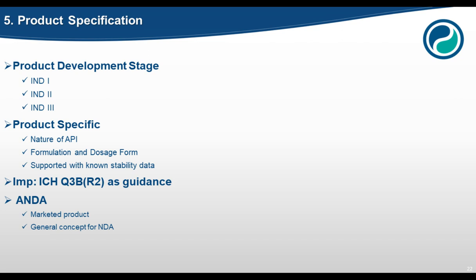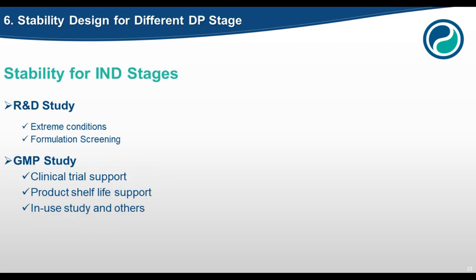As discussed, if a known impurity is carefully studied and evaluated for its toxicological nature, its limits can be set up according to the supportive findings. For ANDA product, we simply follow the market product specification. If the market product is not available, we can use the general concept for NDA.